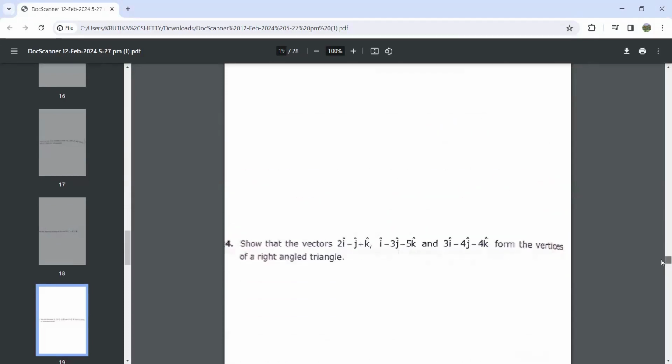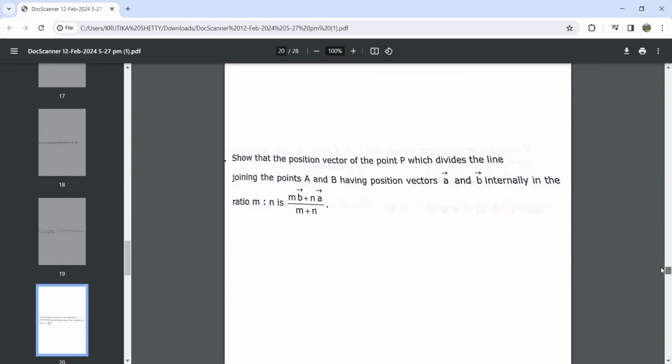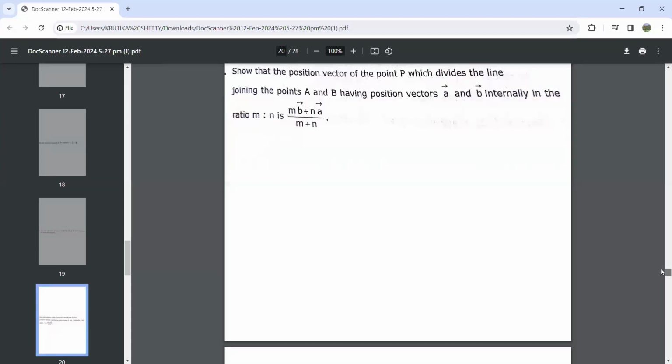Yesterday we discussed the question that I had given you for homework: show that the vectors are forming the vertices of a right angle triangle. Next we will discuss a 3 mark question, that is the derivation. Here we need to show that the position vector of the point P, which divides the line joining the points A and B, having position vectors a and b, internally in the ratio m is to n. This 3 mark derivation has occurred 2 to 3 times in the board exam. So we will discuss the proof for this.